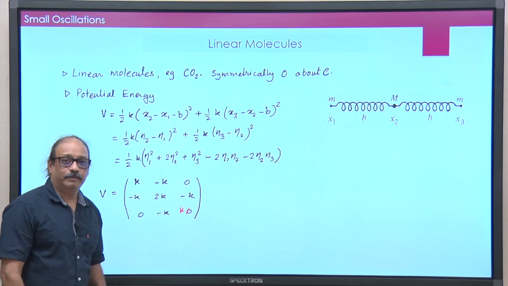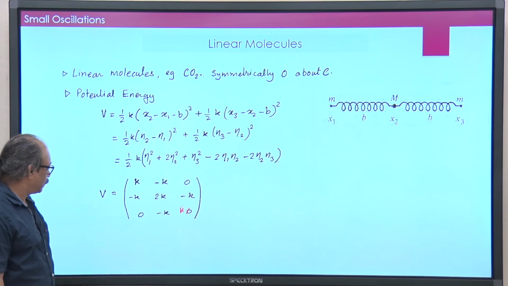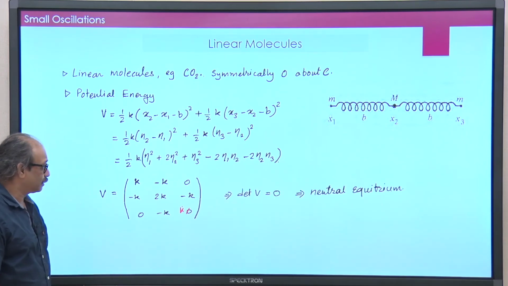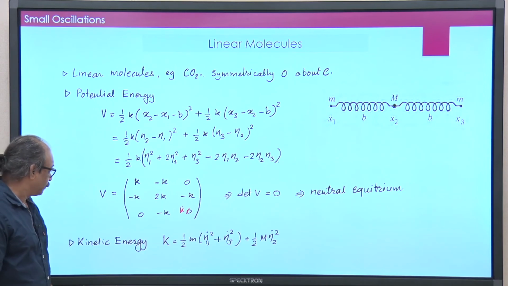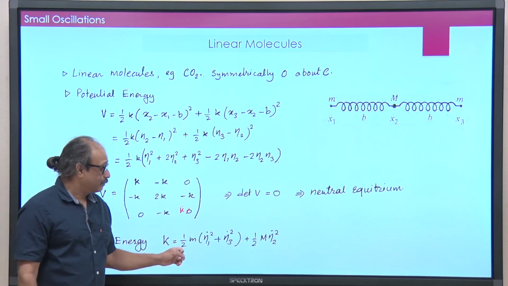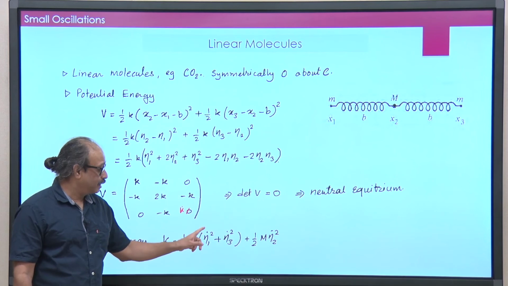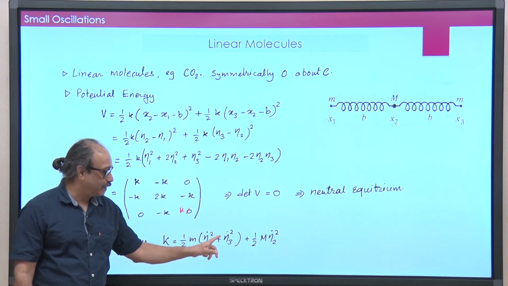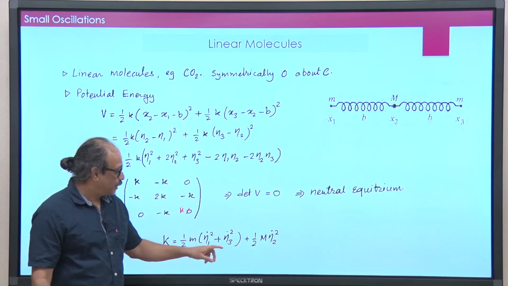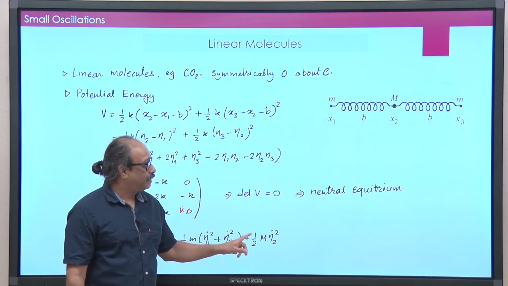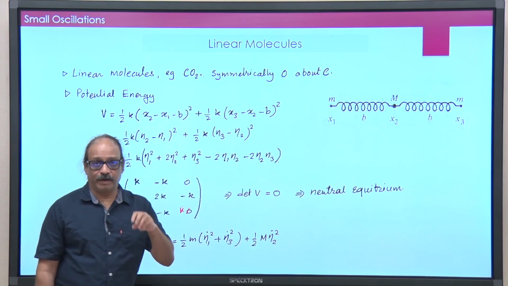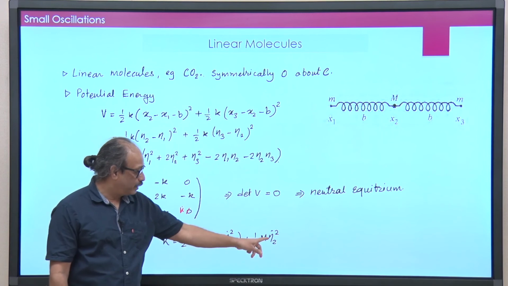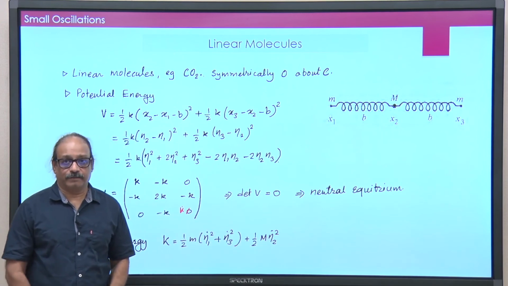All right. What about the kinetic energy matrix? That is very simple to write. So, that one is basically half m times (eta 1 dot square plus eta 3 dot square) plus half M, where capital M is the mass of the middle atom, times eta 2 dot square. Okay.